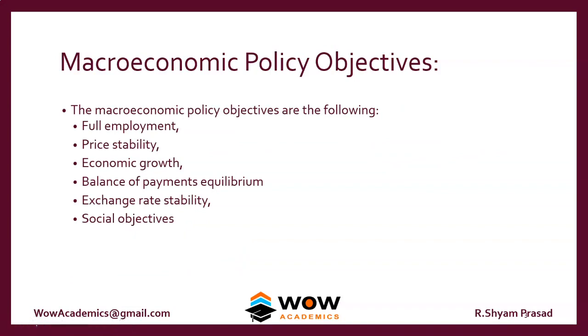So the objective of macroeconomics is to provide full employment for the country. The price should be stable, that is, the inflation should not go very high. The economic growth should be at a high rate. The balance of payment should be maintained, that is, the export and import should be maintained at an equilibrium point. The exchange rate between countries should be maintained at a stable rate. So it should be brought to a level which is favorable to a country, but still the stability is much more important. And finally, it also should help in achieving social objectives. So these are the objectives of macroeconomic policies.